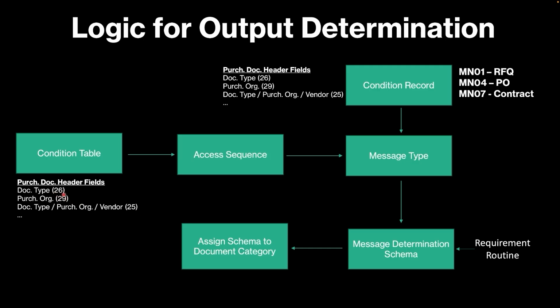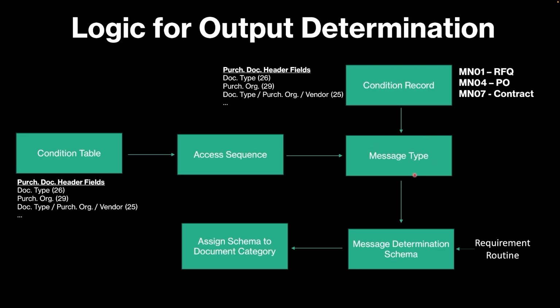This table 26 is for document type. Table 29 is for purchasing organization. Table 25 is for combination of document type, purchasing organization and vendor. So let's say that for combination of vendor, purchasing organization and document type, you want a specific output type to be determined.